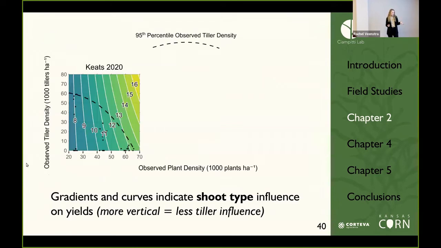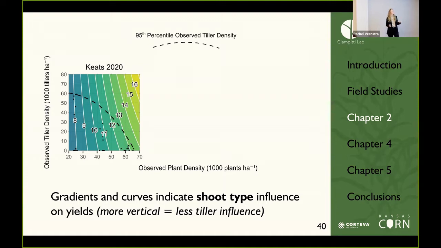What that looks like, so on the x-axis here, we have our observed plant density in plants per hectare. On the y, the tiller density, 1,000 tillers per hectare. The black points that you see on this plot indicate our observations. The black dashed line is the maximum number of tillers that we would expect to observe, because as we increased our plant density, the number of tillers went down. The gradient shows us the yield, the predicted yield.